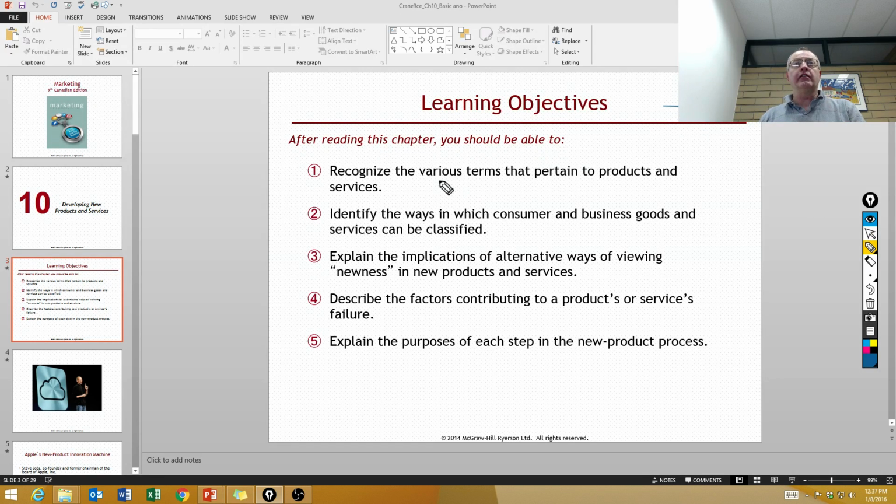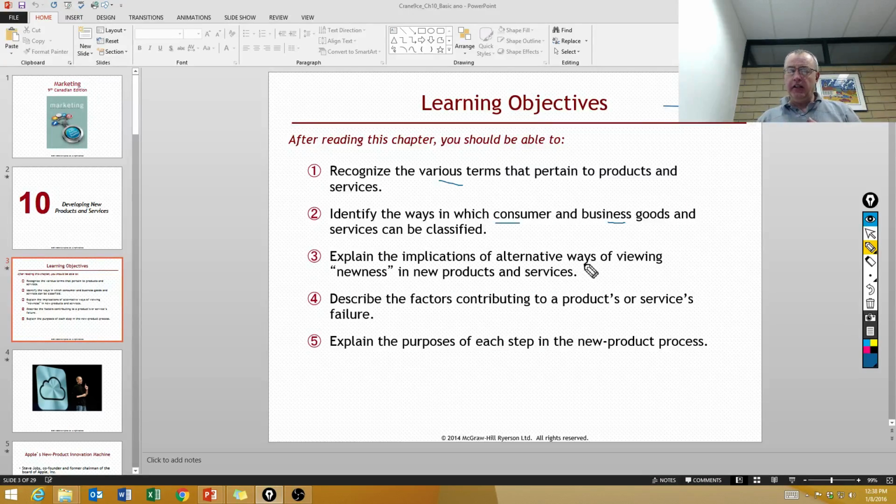So the first little section in this chapter deals with some vocabulary that allows us to better understand what product features are changeable and the context within which product change occurs. And then we look at some different ways of classifying consumer and business goods. With consumer goods, we have so-called convenience goods, shopping goods, specialty goods, and unsought goods. And then we have some different classifications of business goods as well.